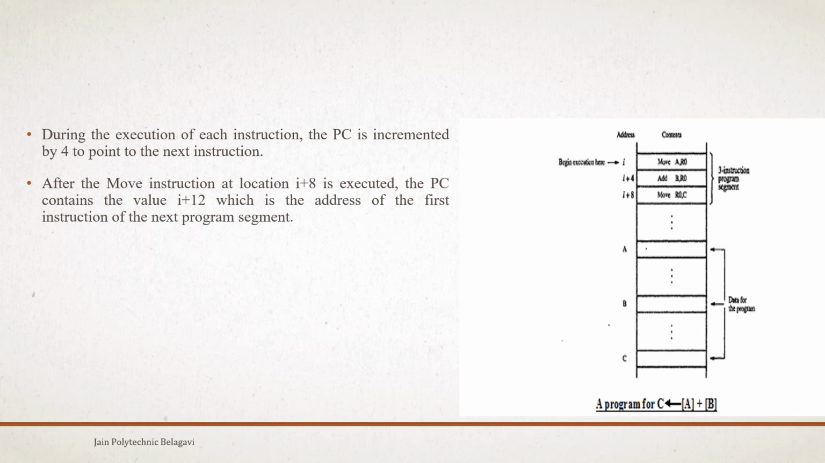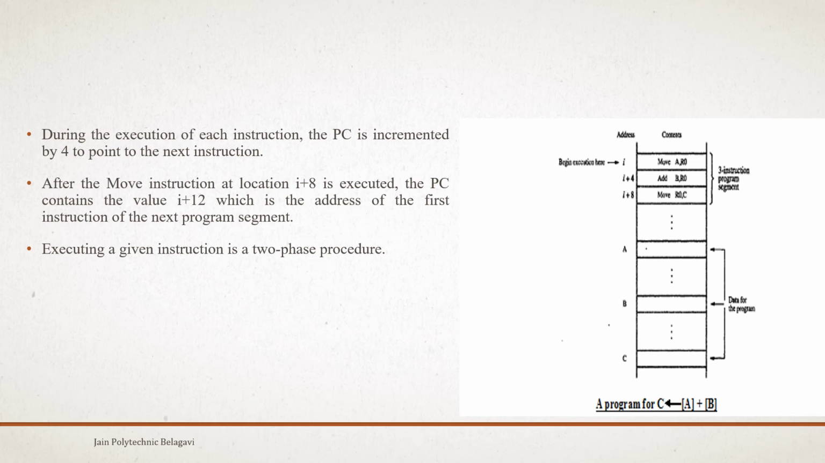Now after the move instruction at location I plus 8 is executed, the program counter will update its contents and point to I plus 12, because each word is 4 bytes. Each instruction is stored in 4 bytes, so the byte addresses advance by 4, and the next instruction will be at location I plus 12.